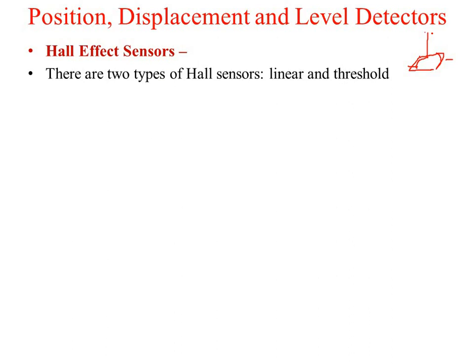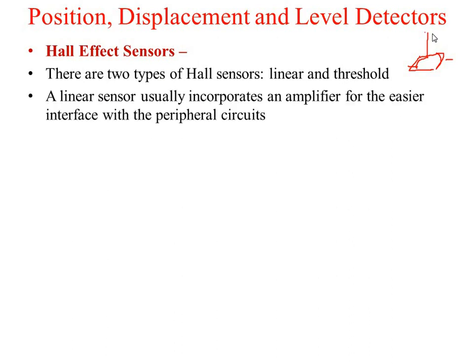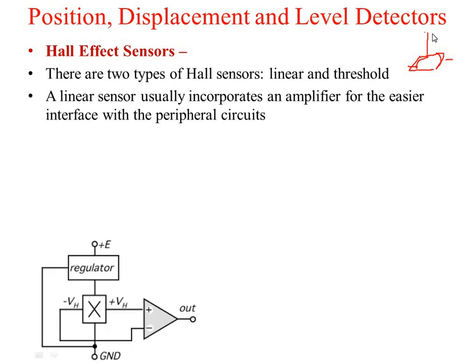The first one is the linear and the second one is the threshold. A linear sensor generally incorporates an amplifier, so it uses the amplifier for easier interface with the peripheral circuits. This is the example of linear, where here is the regulator and the output is given over here. Whatever the output is depends upon the thickness of the material, or the distance between the plates. Here you can see that this voltage will be amplified by this amplifier. So this is the example of the linear sensor.